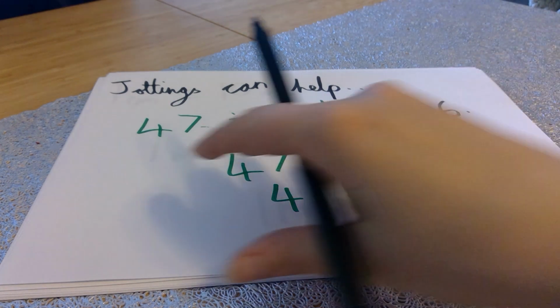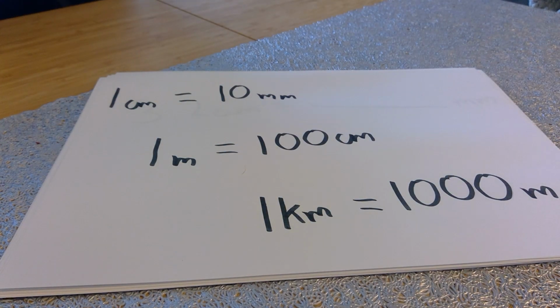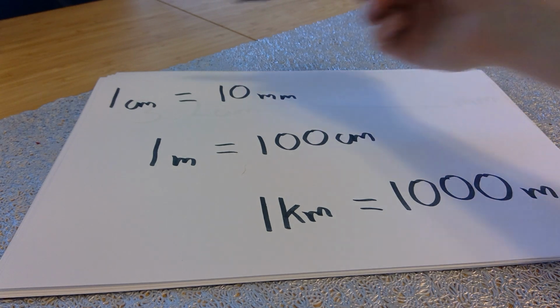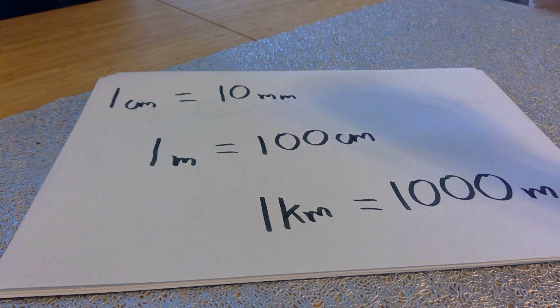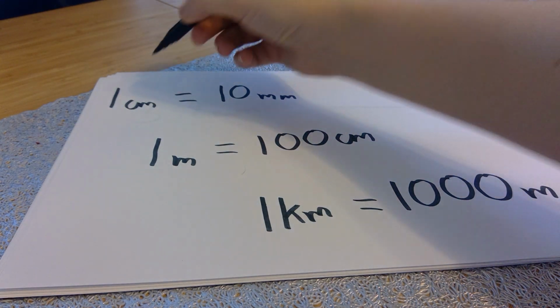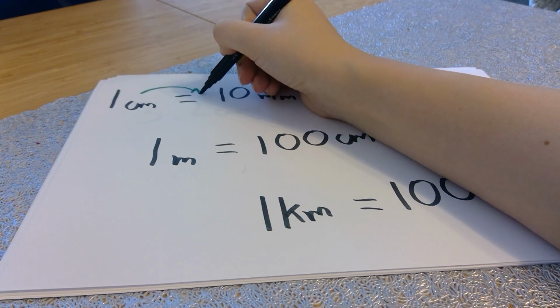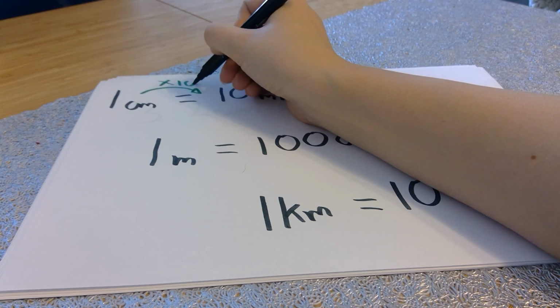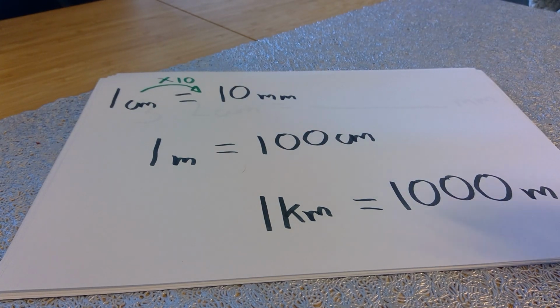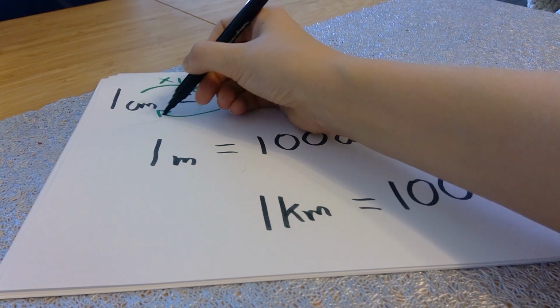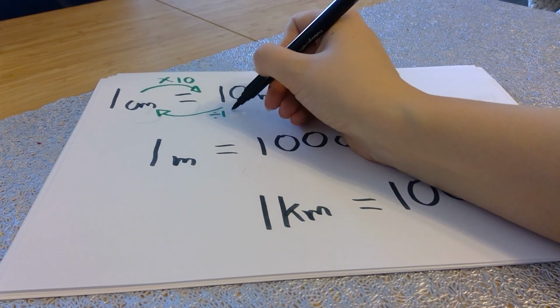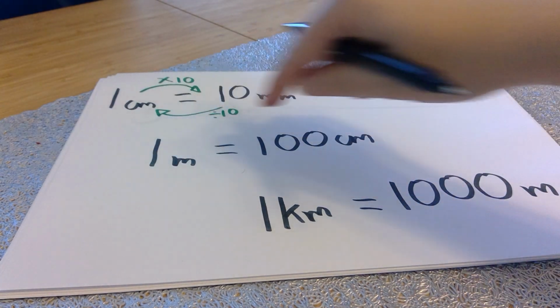So let's have a think about converting measures of length. So I know that in 1 centimetre there's 10 millimetres. So if I want to get from centimetres to millimetres, I'm going to multiply by 10. But if I wanted to go from millimetres to centimetres, I would use the inverse and I would divide by 10.